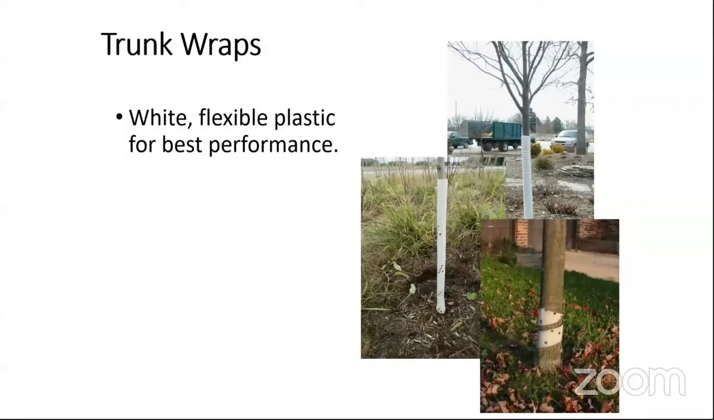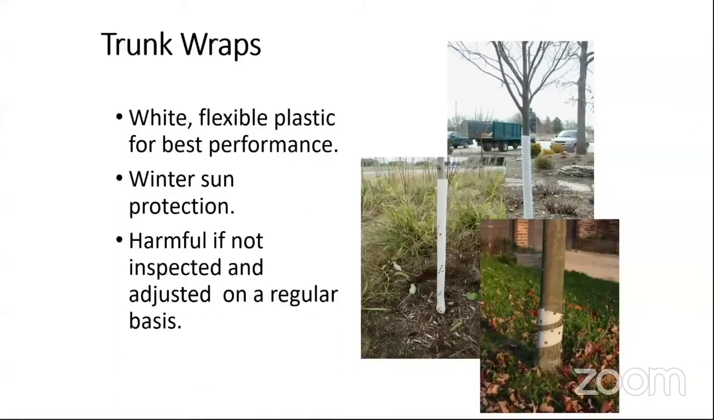And the reason why I like the white flexible is oftentimes they're forgotten about, or people just don't know that they need to remove them. So the trunk wrap isn't fastened on, which would create a trunk girdling situation which can damage or even kill the tree. It also does provide some sun protection. Often smooth bark trees can be damaged on the south and southwest side of the trunk as a result of the fluctuating temperatures in the winter.